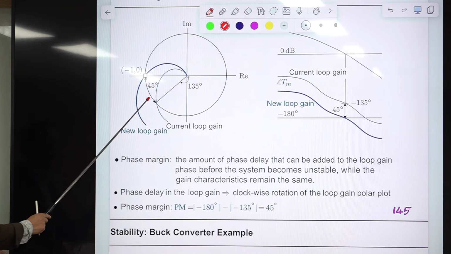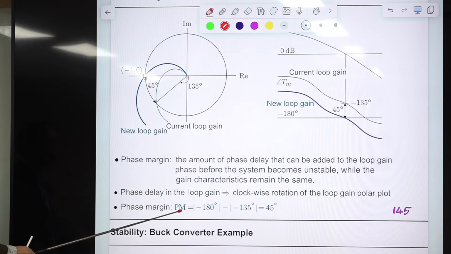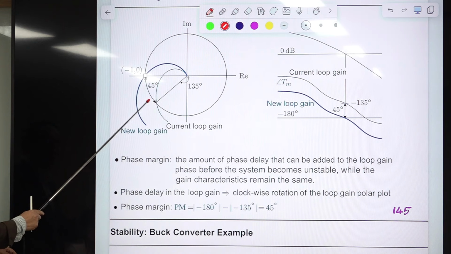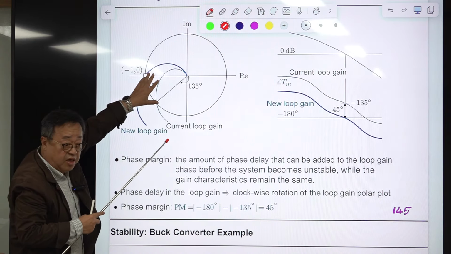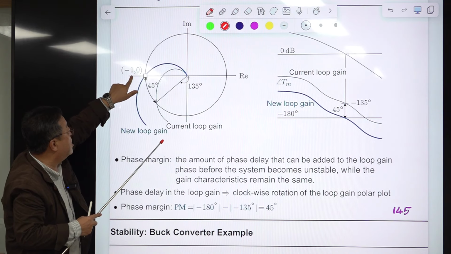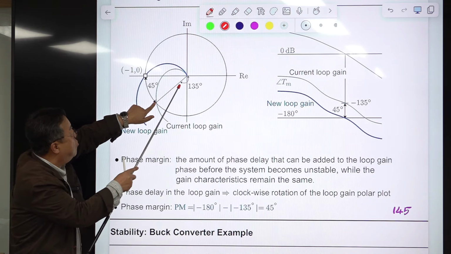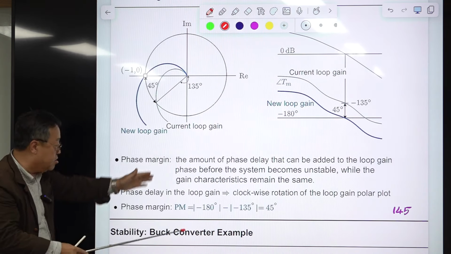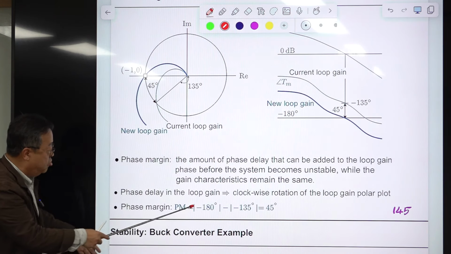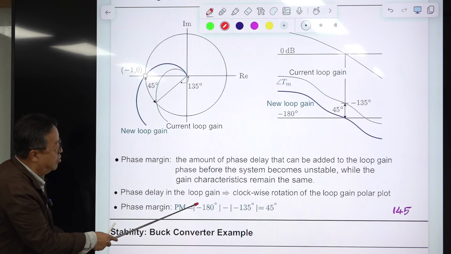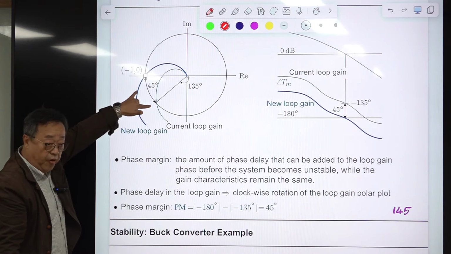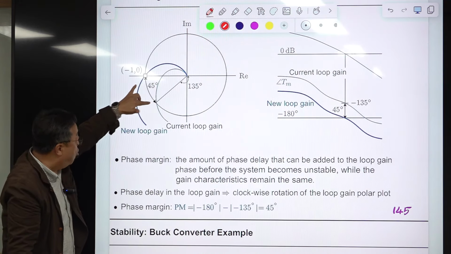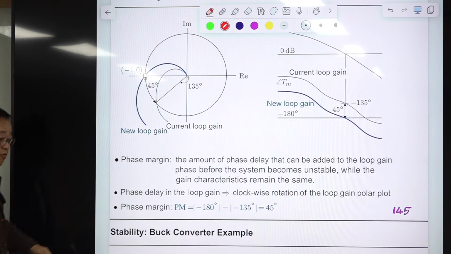So for this particular case, PM is the angle, the difference between this and this. This is minus 180 degrees, and this is minus 135 degrees. So you just take the magnitude, forget about the minus, and the difference between them is 45 degrees. So you have 45 degrees of phase margin.